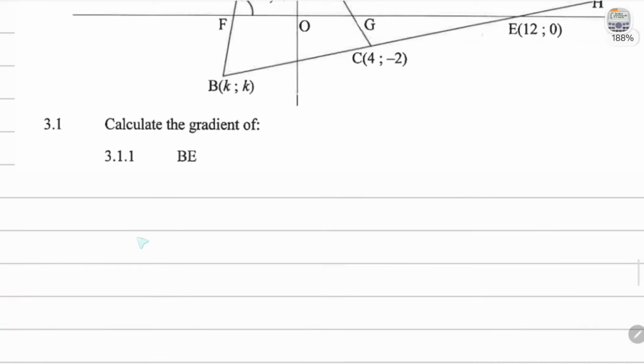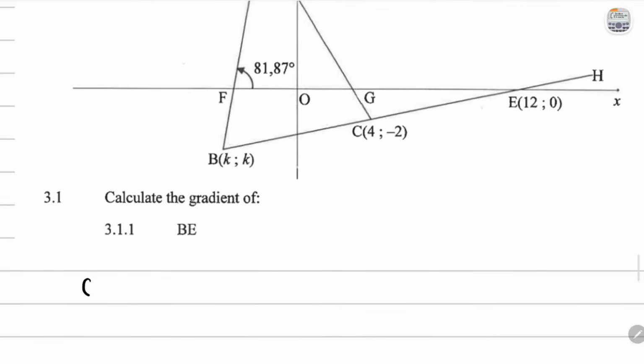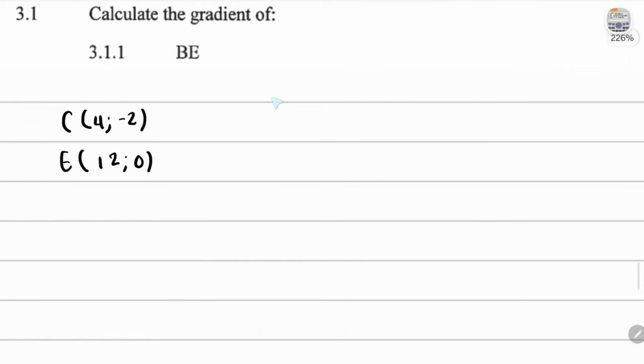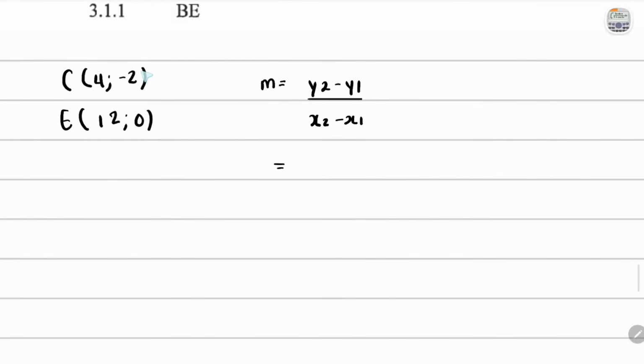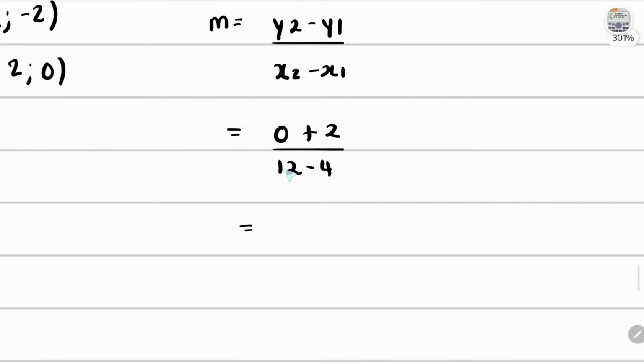So we're taking the points C, which is (4, -2), and E, (12, 0). And finding the gradient, we know that the gradient is equal to y2 minus y1 over x2 minus x1. So we can just go ahead and follow one order. Top minus bottom is fine, so bottom minus top, that is fine. So that is 0 minus negative 2, which becomes minus minus, which is a plus, all over 12 minus 4. Okay, 0 plus 2 is 2, and 12 minus 4 is 8. So 2 over 8 is equal to 1 over 4.